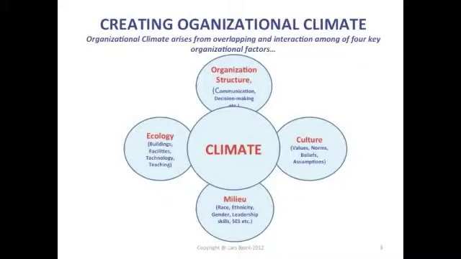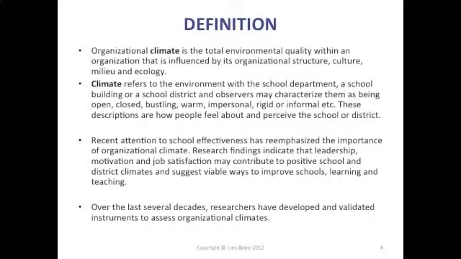like around here. Climate is composed of four dimensions: ecology, milieu, the social system, including organizational and administrative structures, and culture that are dynamically interactive within the organization. The following slide shows how climate is influenced by overlapping and interaction among these four key elements. As we mentioned, organizational climate is the total environmental quality within an organization that is influenced by its structure, culture, milieu, and ecology.